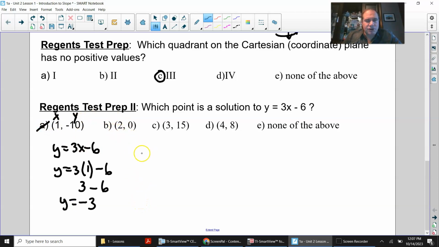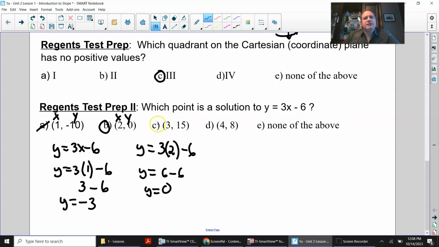So we're going to go to choice b. The x is 2. So I'm going to put in parentheses 2 minus 6. Let's see if the y equals 0. 6 minus 6, y equals 0. That is it. So this is your x, this is your y. No need to check the rest of them. They're not going to work.